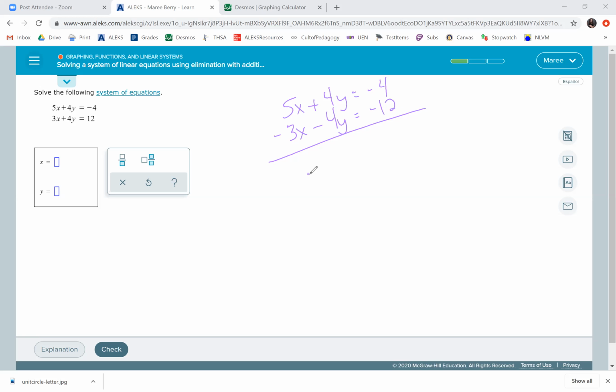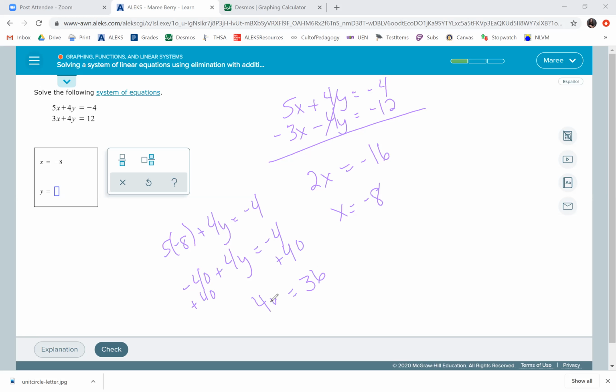So 5x minus 3x is 2x. That goes to 0. -4 minus 12 is -16. Divide by 2. So x is -8. Then we're going to plug that in to, let's just do the first one, I guess. So 5 times -8 plus 4y has to equal -4. So -40 plus 4y equals -4. Add 40 to both sides, and you get 36. And divide by 4, so y is 9.